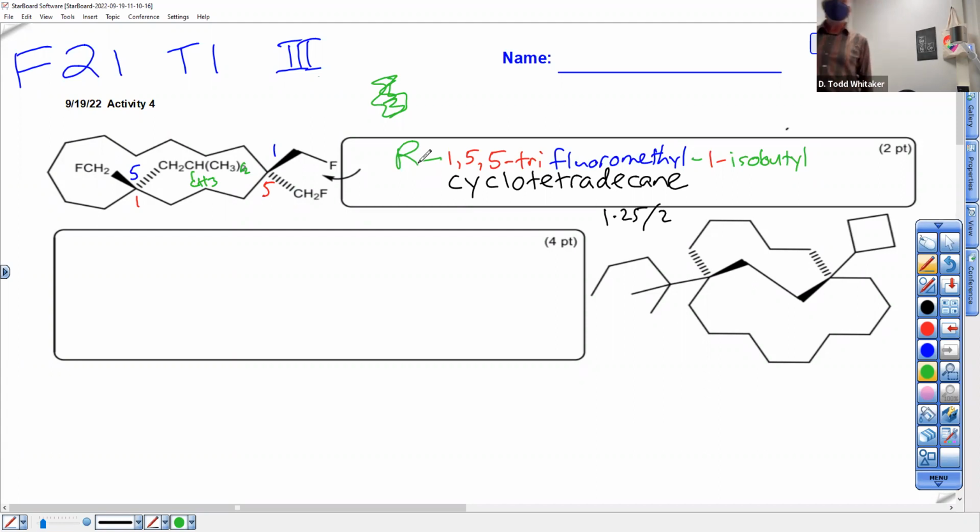I threw an R there. I didn't think about it. I just did it. I just put a letter there. Which of those two red numbers is the stereo center? 1. And there's only one stereo center. There's not a stereo center here. How do I know? They're both the same group.